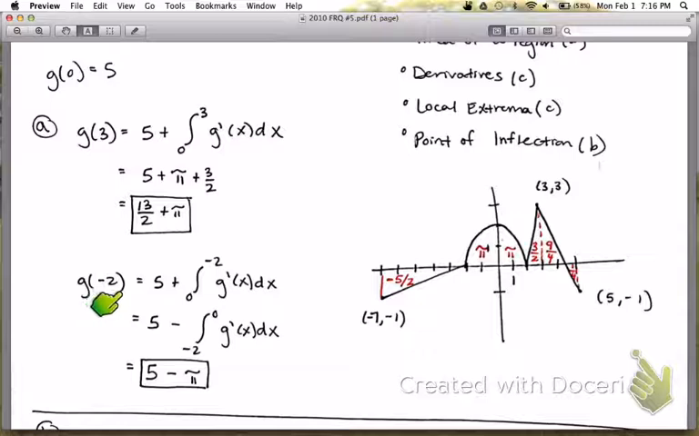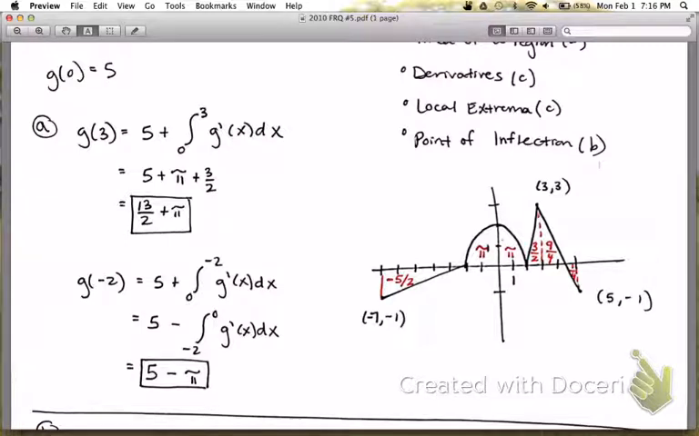Alternatively, g of -2 would be going the opposite way. So again, we start from 5, and we're adding the area that accumulates, but now because we're going in the negative direction, we can start at 0, and we're going backwards to -2. And remember, when that happens, we have to flip that integral to go from smaller to larger, so it becomes a negative right here. If you just wanted to jump straight to this one, you can. You don't have to actually write it like this. You can just jump straight to this one if it makes sense to you. I just wanted to show you the two compared side by side. And then the area from -2 to 0 of g prime of x is pi, so it would be 5 minus pi for that area right there.